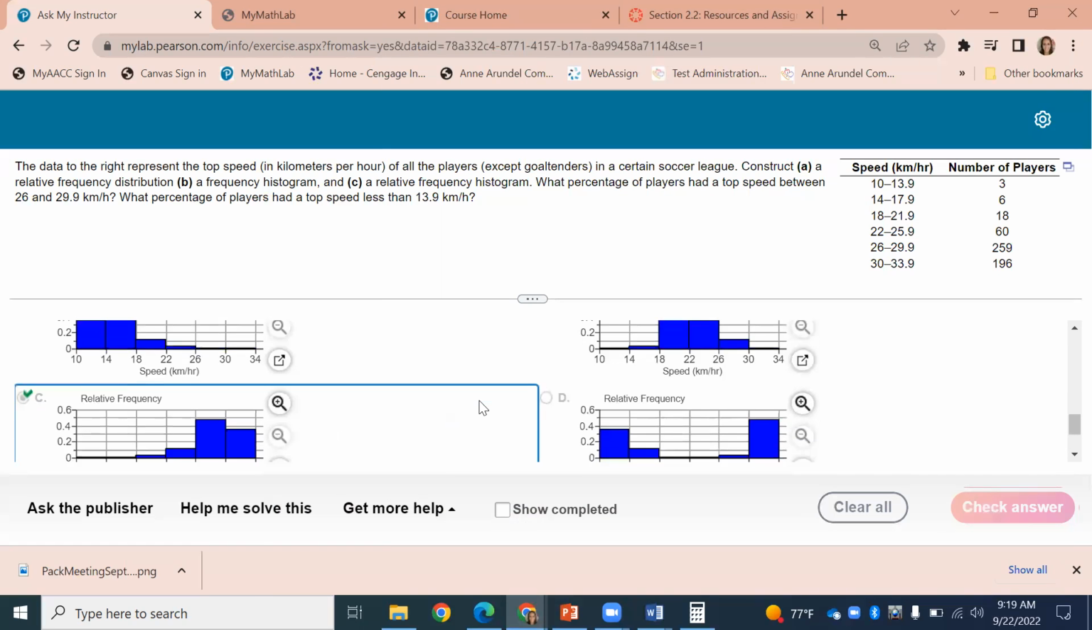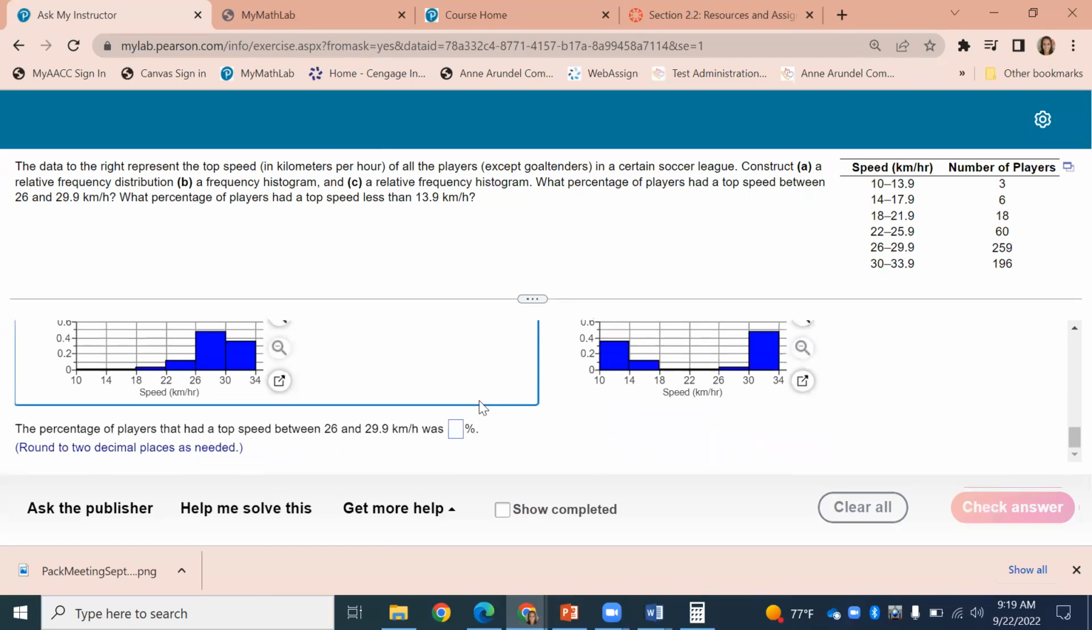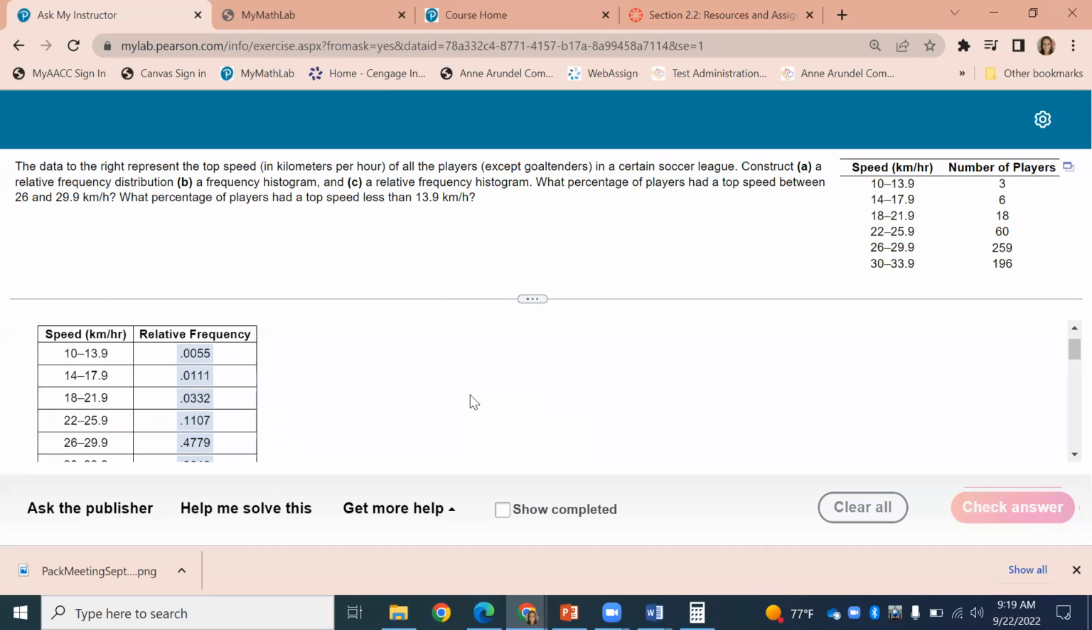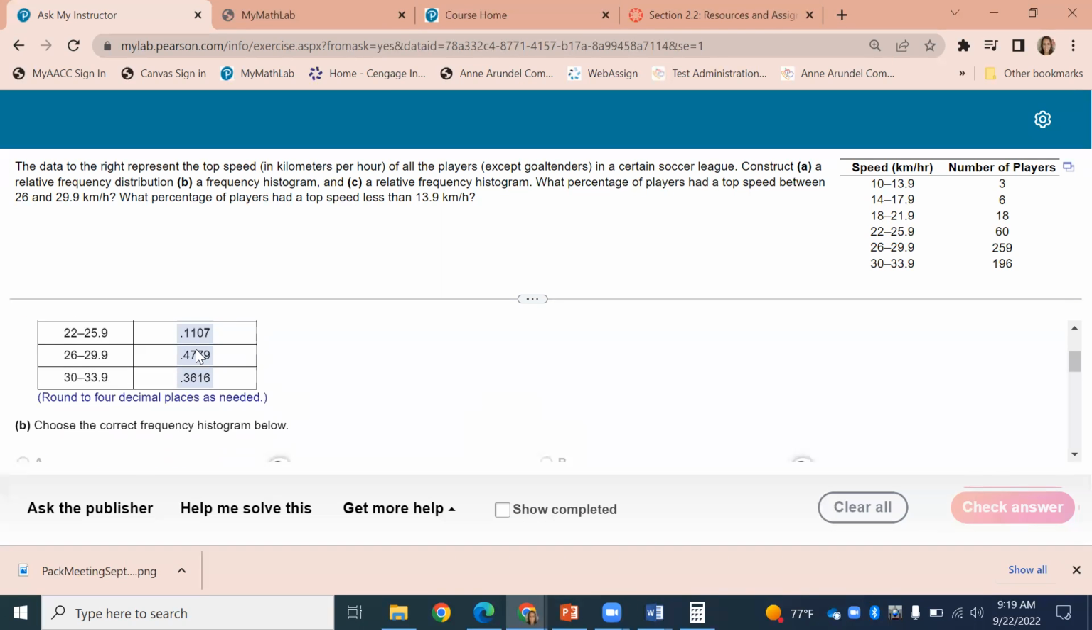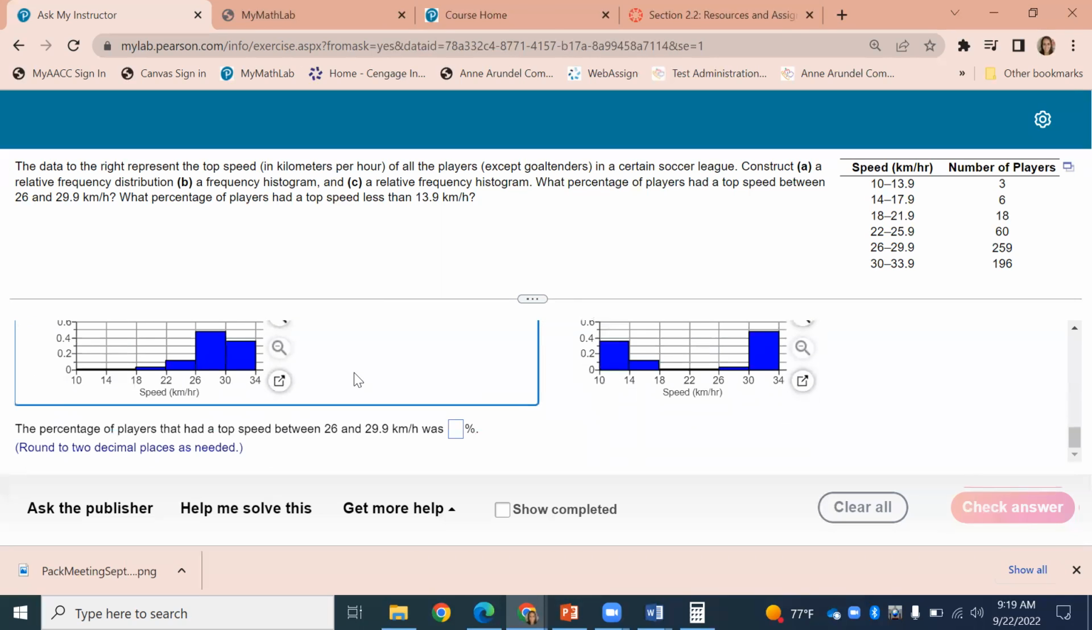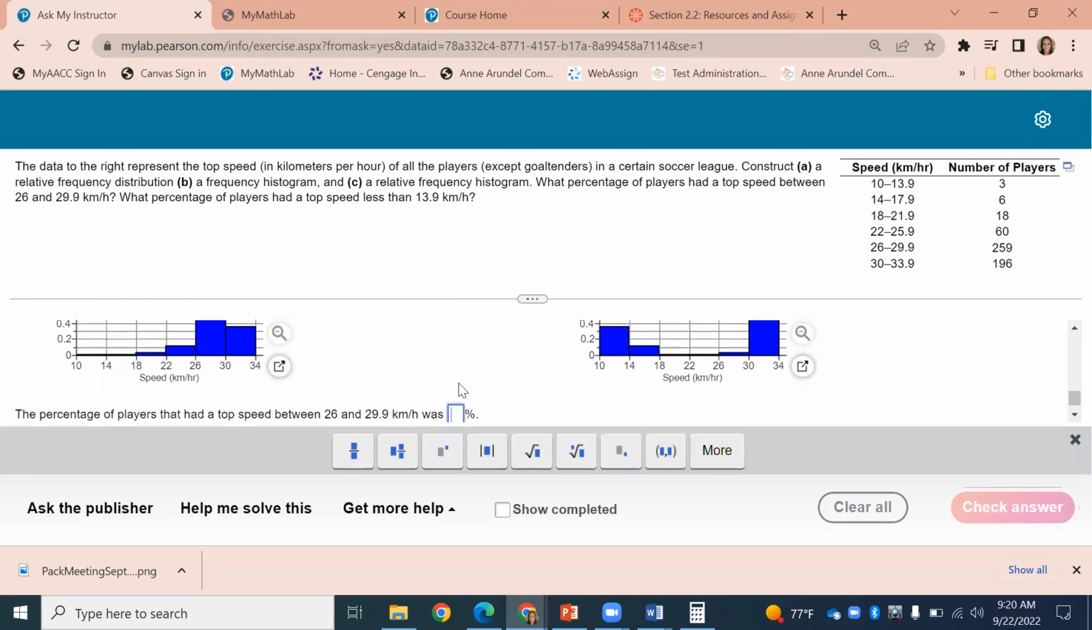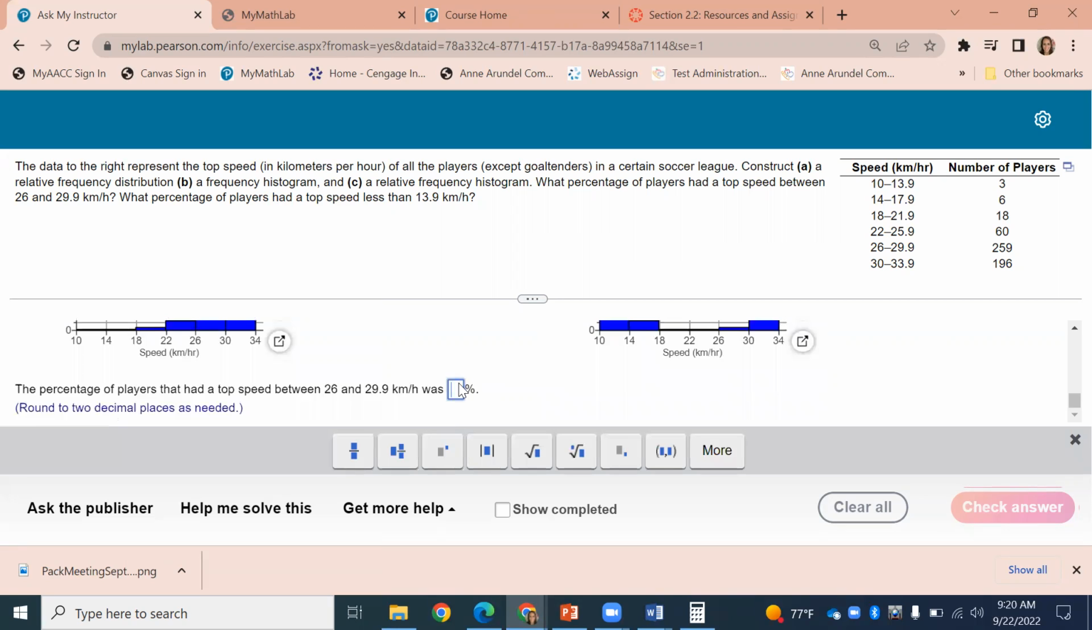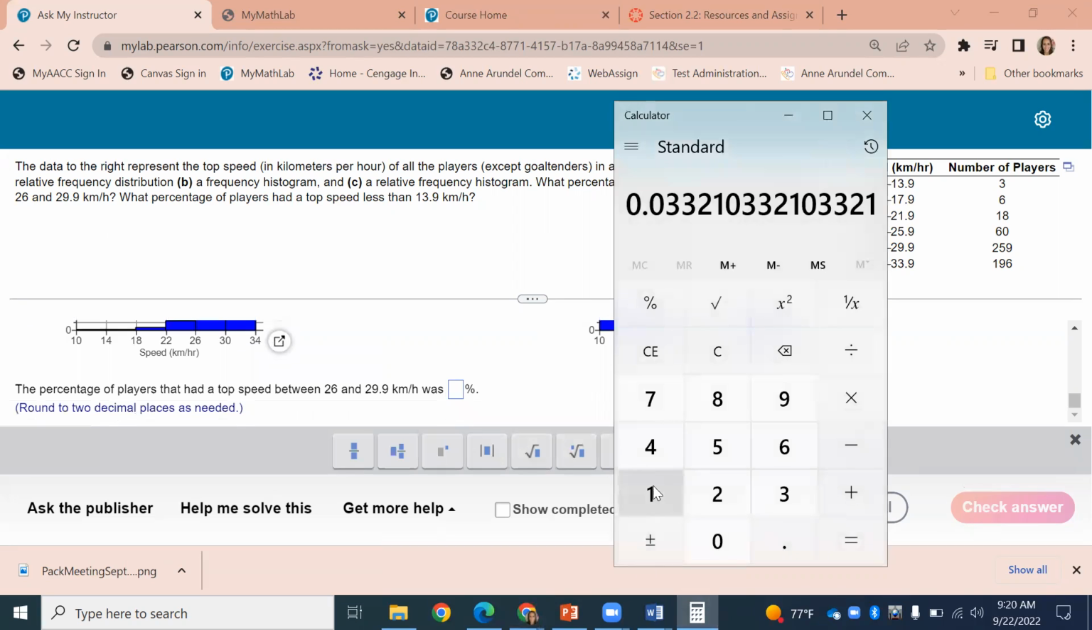Okay, so then finally, it asks us the last two questions. It says the percentage of players that had a top speed between 26 and 29.9. I think it'd actually be easiest just to look at the table to answer this question. You can use the graph, but the actual data is right here. So the relative frequency was 0.4779. This is where they want us to change that to a percent. So we can take 0.4779 and multiply it by 100.